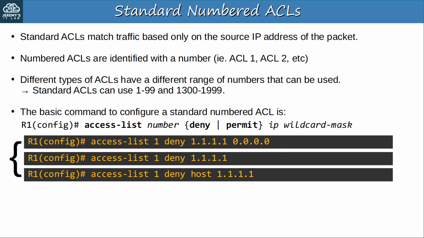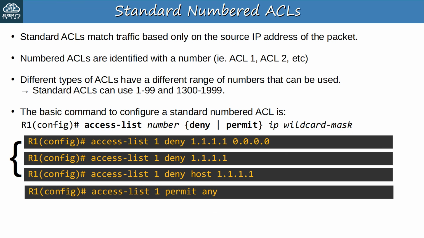Okay, so let's say we used one of those options to configure an entry in ACL1 that blocks 1.1.1.1/32. If we leave the ACL as is, all other traffic will be blocked too, because of the implicit deny. So let's make another entry in this ACL to permit traffic. Here it is. Access list 1 permit any. This tells the router to permit all traffic with any source IP.